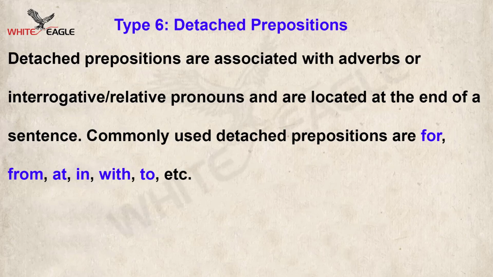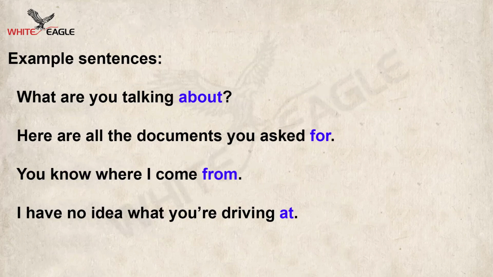Type 6. Detached prepositions. Detached prepositions are associated with adverbs or interrogative relative pronouns and are located at the end of a sentence. Commonly used detached prepositions are for, from, at, in, with, to, etc. Example sentences. What are you talking about?